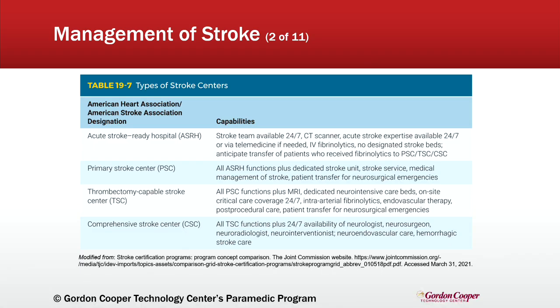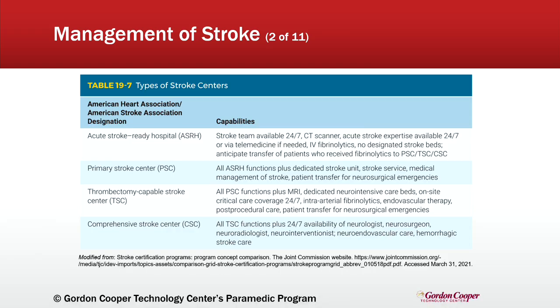Then they have the thrombectomy capable stroke centers. It has all the capabilities of the primary and may be able to do some advanced neurological intervention therapies. And then, of course, the comprehensive stroke center, they're able to do everything. They're the ideal place, full range of neurologists and neurosurgeons. They handle most complex stroke cases, including hemorrhagic.